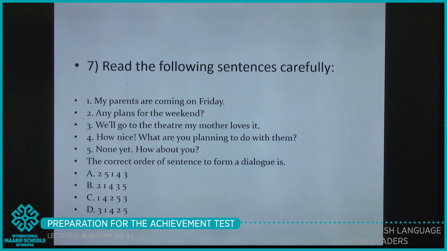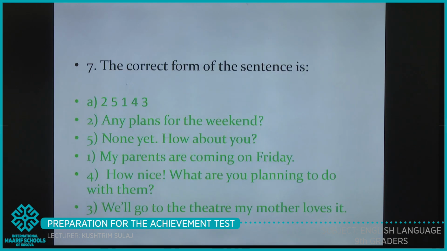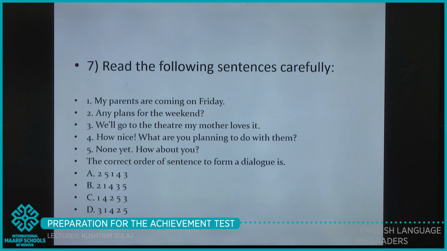None yet. How about you? My parents are coming on Friday. How nice! What are you planning to do with them? We'll go to the theater.